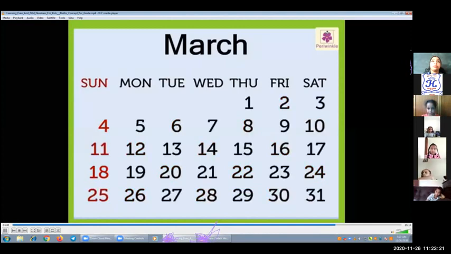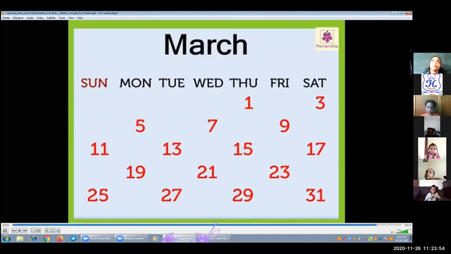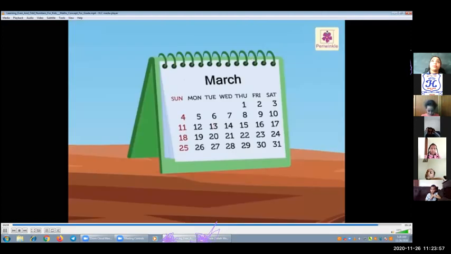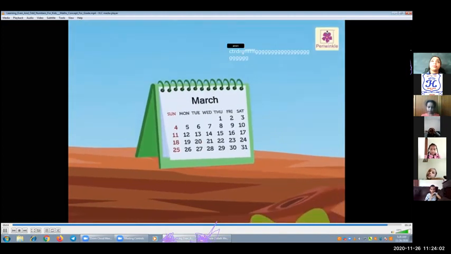Now, let us see if we can identify the odd numbers. All numbers with the digits 1, 3, 5, 7, or 9 in the ones place are called odd numbers. Yay! We have successfully identified the odd numbers as well. Hope you had fun learning about the odd and even numbers.